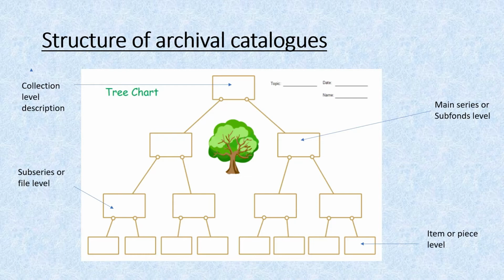So the item level, or the piece, that would be maybe an individual folder or an individual item within a box, and the subseries or file level might be the box itself. So as I say, it's very much intellectual above that. So for example, the main series or the subfonds level would possibly relate to a collection of boxes. So again, you get the idea that the collection tends to get a lot more specific the further down the tree you go.